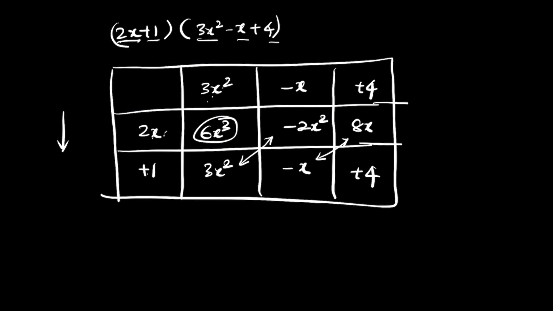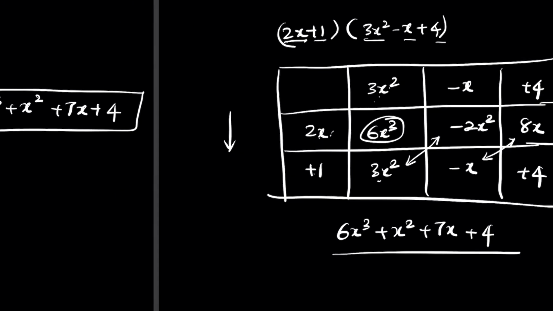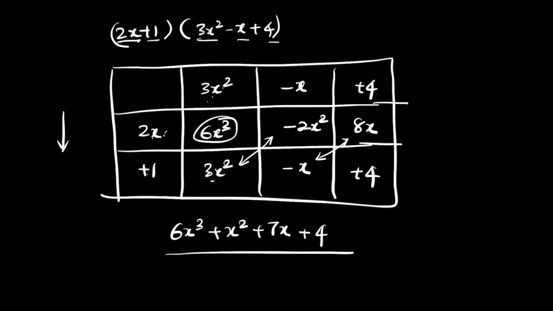So the first value is 6x cube. 3x square minus x square, so plus x square. Minus x plus 8x is plus 7x. Next, plus 4. That's your final answer. So it's the exact same answer, but you can do it with another method as well, if you are not comfortable with the original method of distribution.